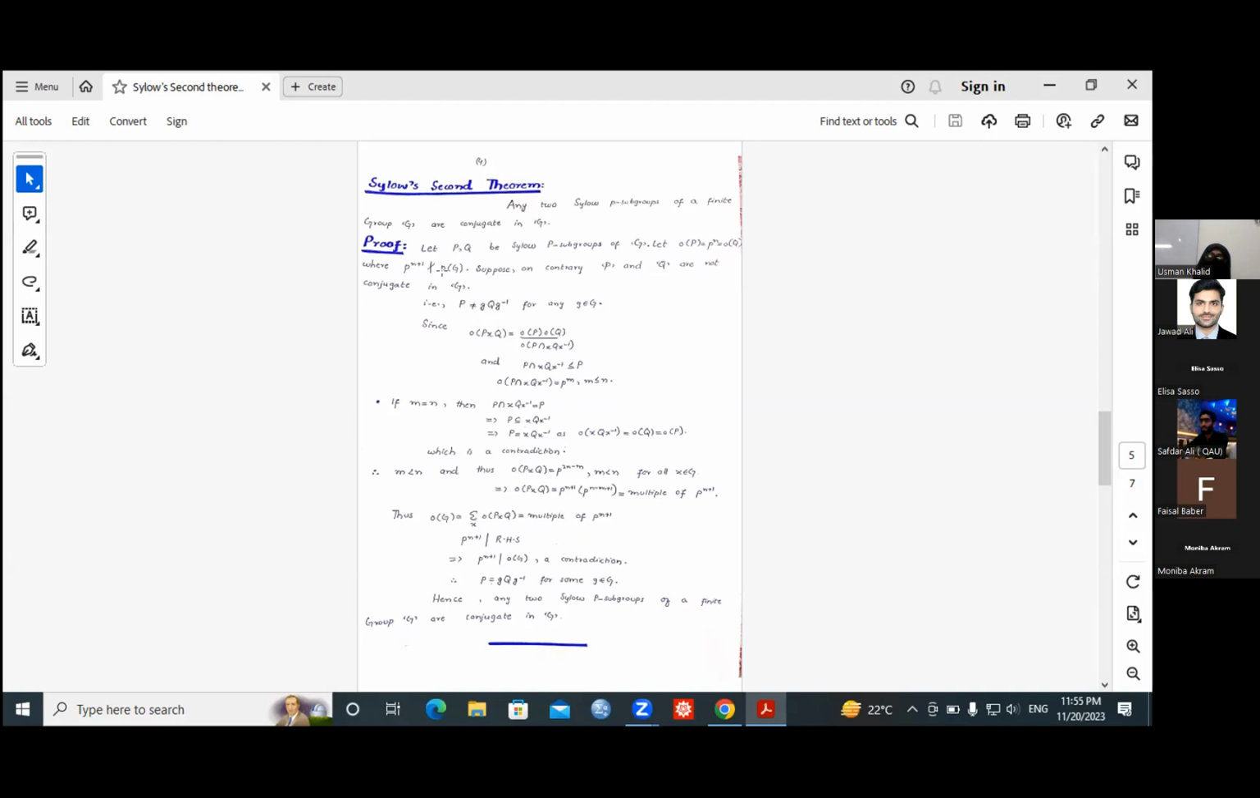is not a multiple of P raised to power N plus 1. That is, P raised to power N plus 1 does not divide the order of the group. It means that we have a contradiction again. And this means that any two Sylow P subgroups are actually conjugate in G.